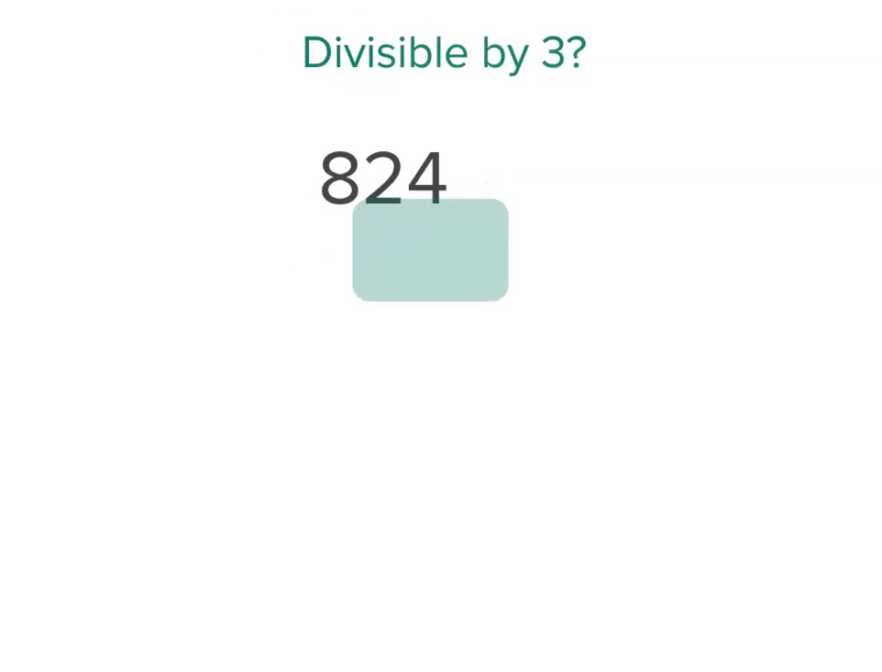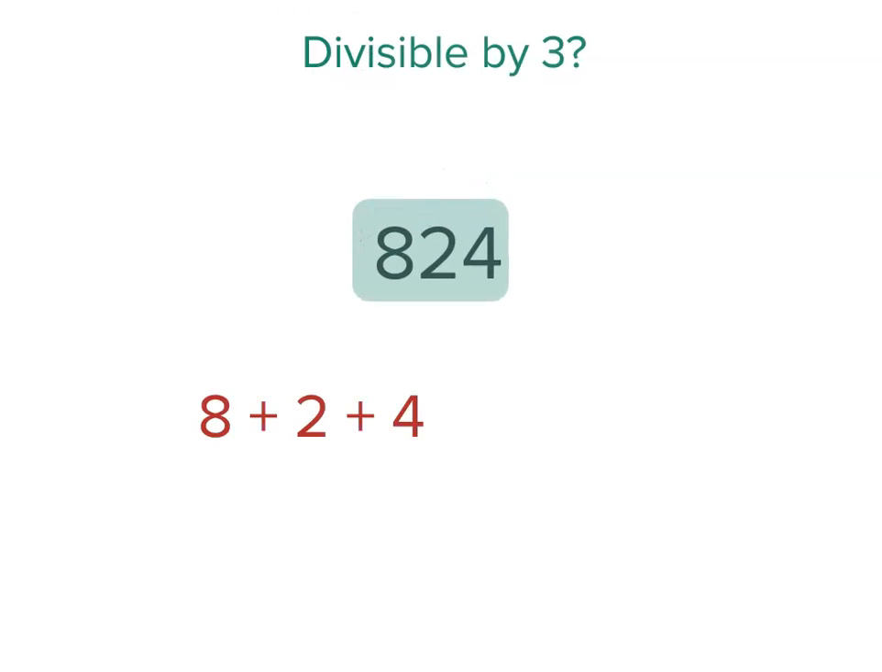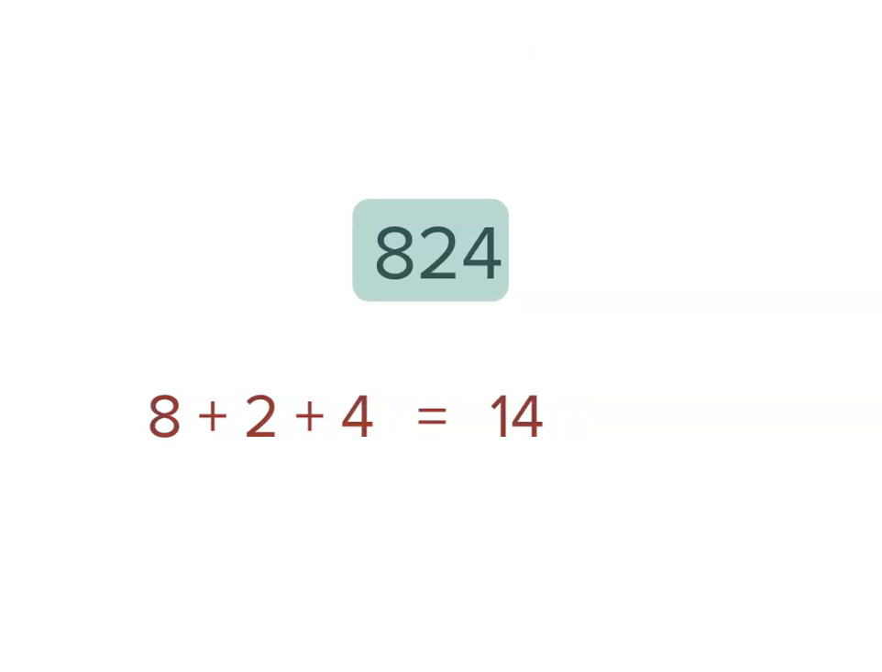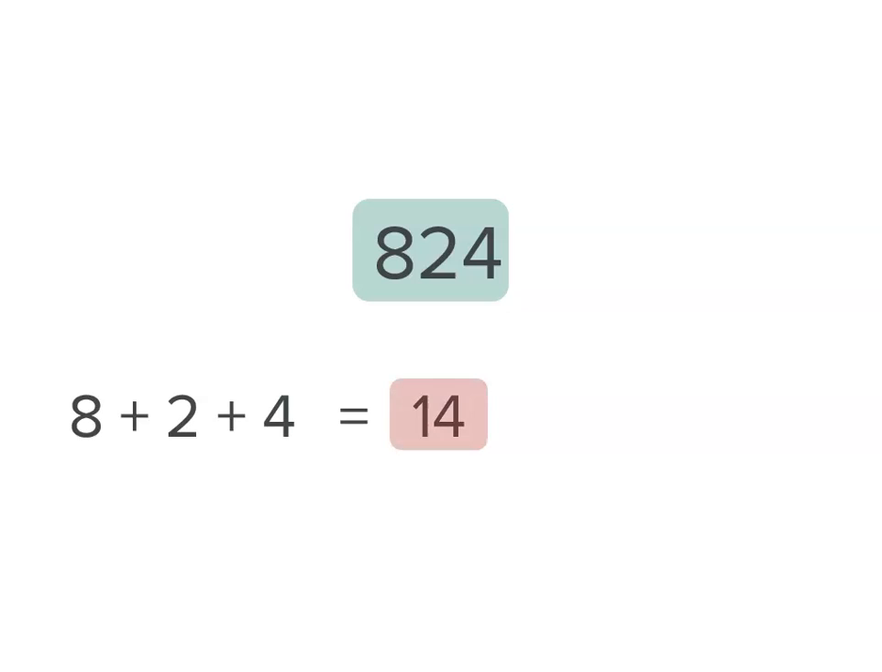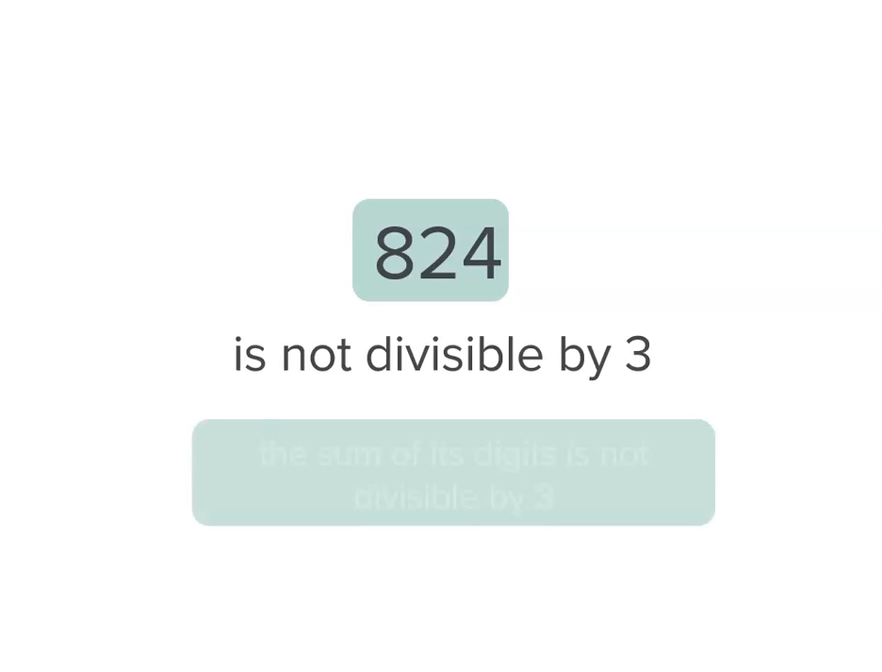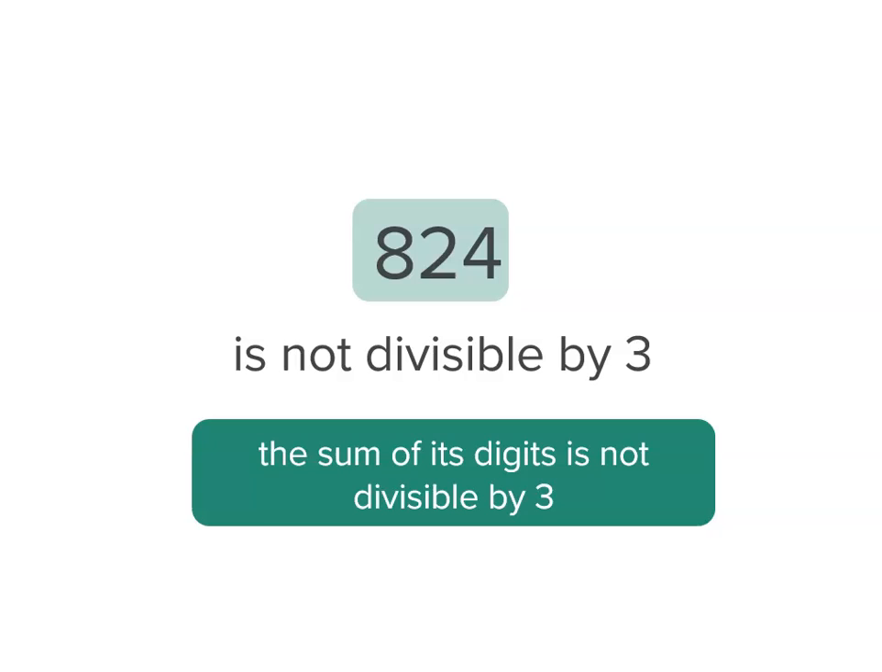What about 824? 8 plus 2 is 10, plus 4 is 14. So we've got 2 digits. Let's keep adding them. 1 plus 4 equals 5. 5 is not divisible by 3. We can't share it equally into groups of 3 or 3 groups. So 824 is not divisible by 3 because the sum of its digits is not divisible by 3.